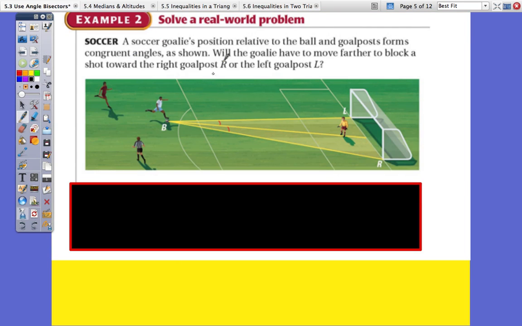Okay, let's see how this applies to some real-world examples. A soccer goalie's position relative to the ball and goalpost forms congruent angles, as shown. Will the goalie have to move farther to block a shot toward the right goalpost R or the left goalpost? So if you notice here, it's a giant angle, angle LBR. Then there's a ray coming out of B to the goalie. That's kind of like the angle bisector because it created two congruent angles.